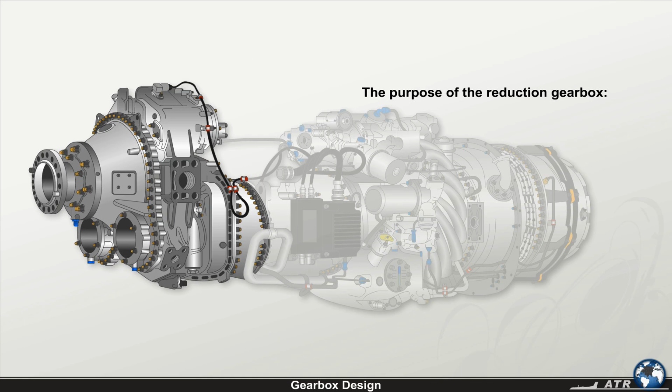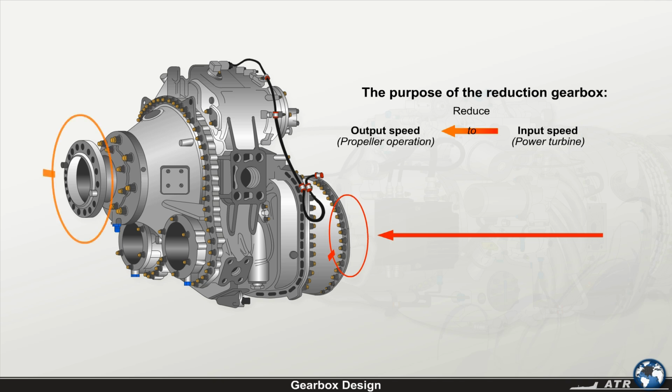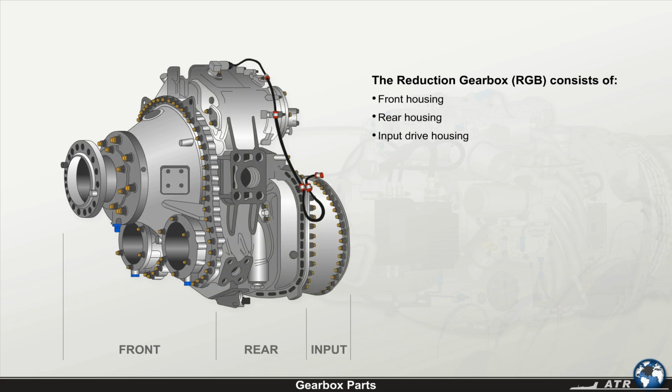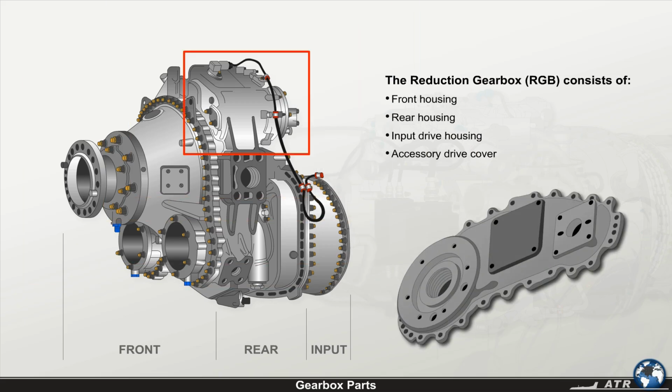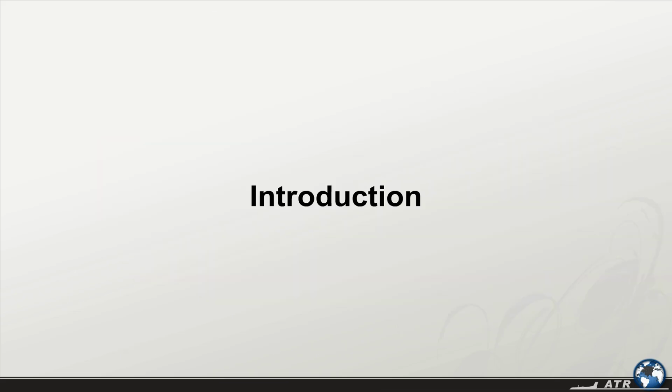The purpose of the reduction gearbox is to reduce the power turbine input speed into a suitable output speed for propeller operation via a 2-stage reduction gear train. The reduction gearbox, RGB, consists of the front, rear, and input drive housings, which together make up a housing set, and an accessory drive cover. The reduction gearbox also provides mounting pads for components that control engine and propeller operation.